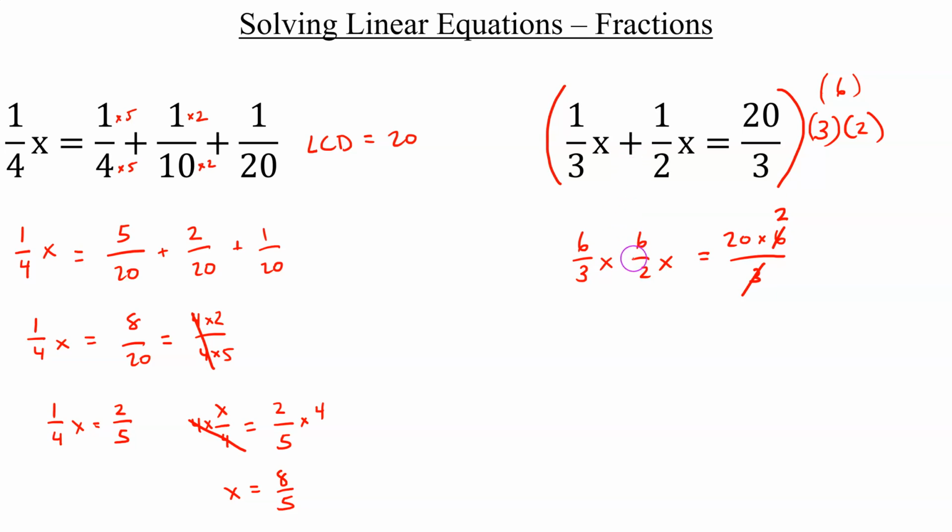Okay, oops, I forgot my plus sign. 6 divided by 3, that's 2x. 6 divided by 2, that's 3x. So we get 3x equals 20 times 2, which is 40. 5x equals 40. Final step, we need to divide by 5 on both sides to get x equals 8.